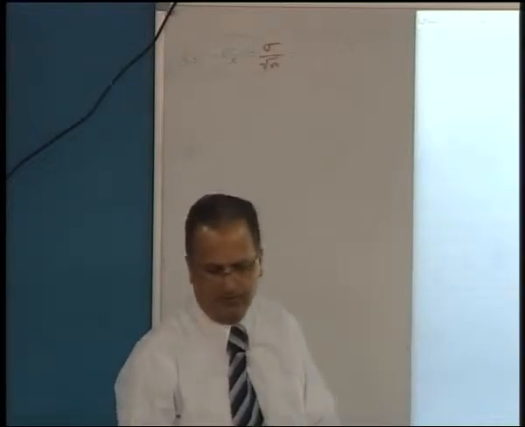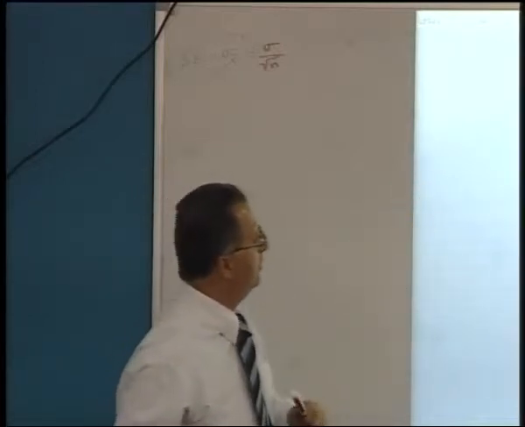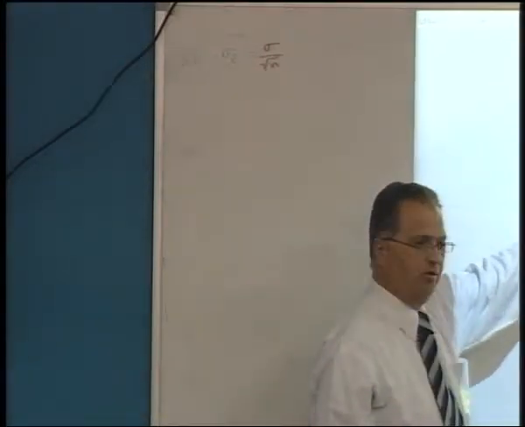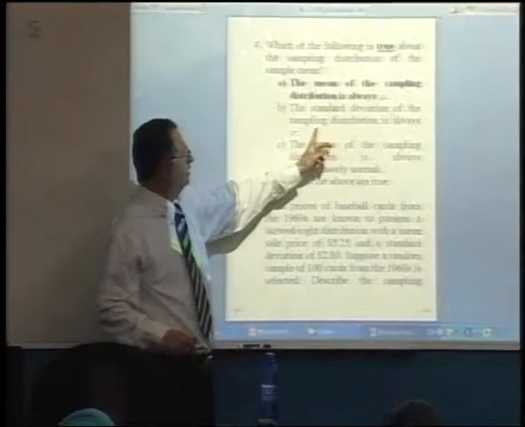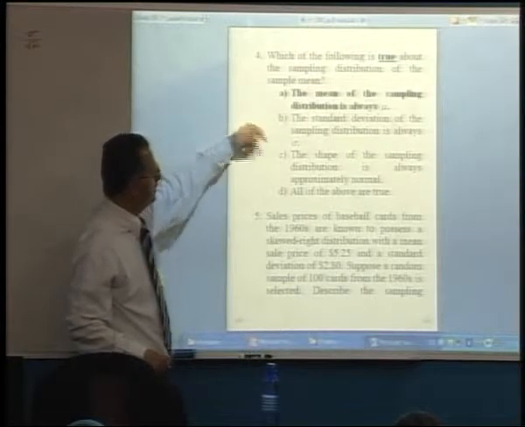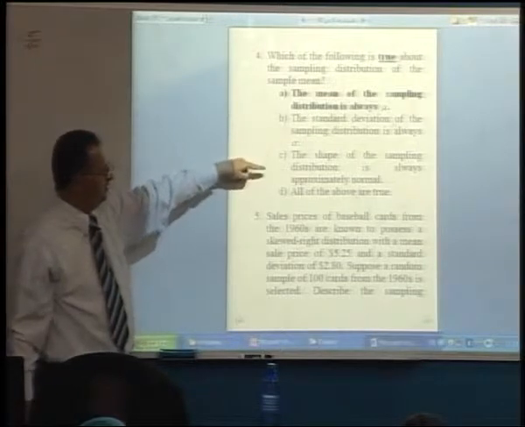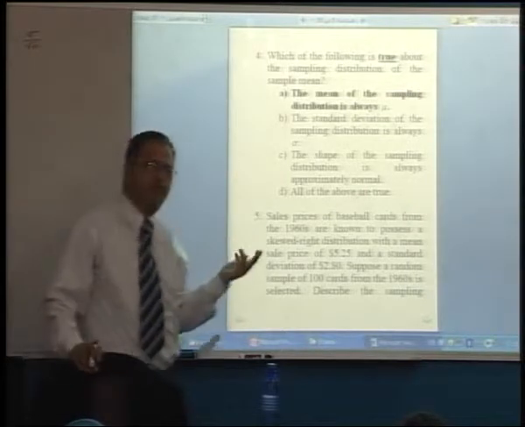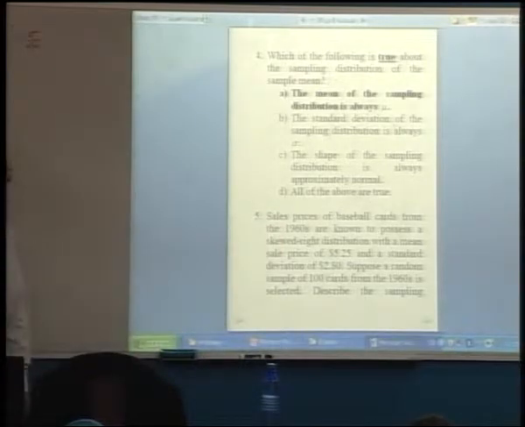Number 4. Which of the following is true about the sampling distribution of the sample mean? Again, the mean of the sampling distribution is always mu. That's a correct statement. Now look at B. The standard deviation of the sampling distribution is always sigma. No. Incorrect, because it's sigma over root n. Part C. The shape of the sampling distribution is always approximately normal. Only if n is large can we say it's approximately normal. So all of the above are true is incorrect.